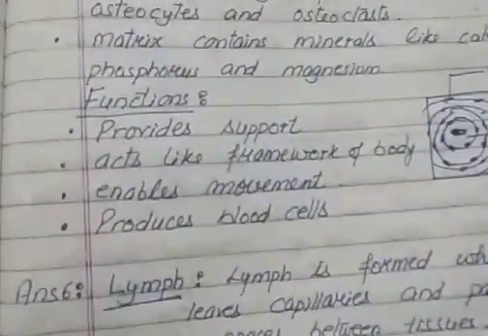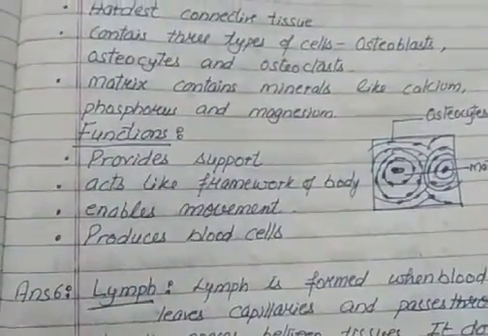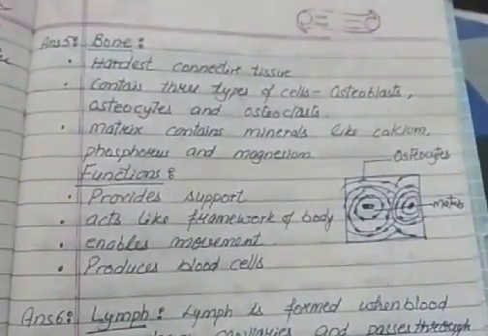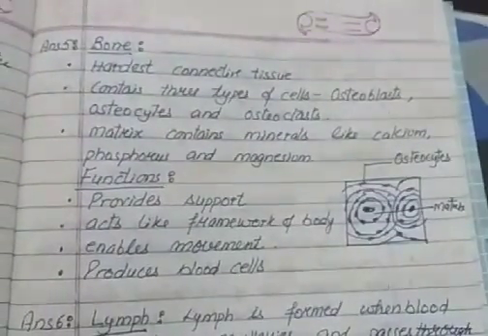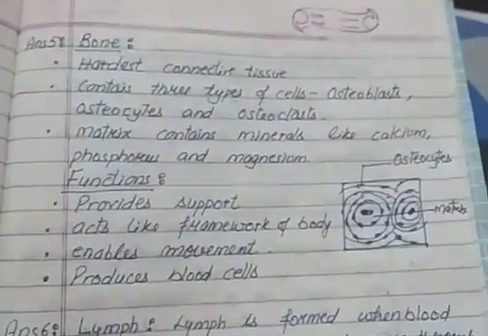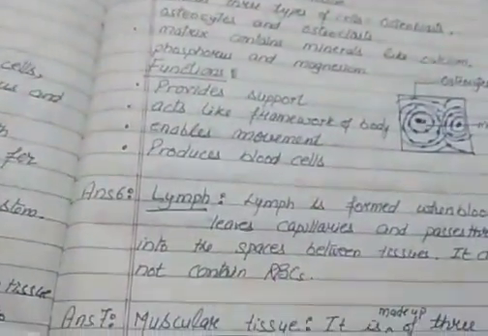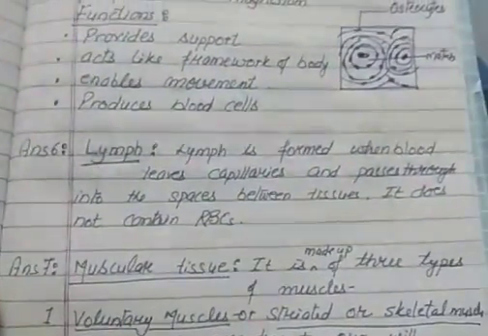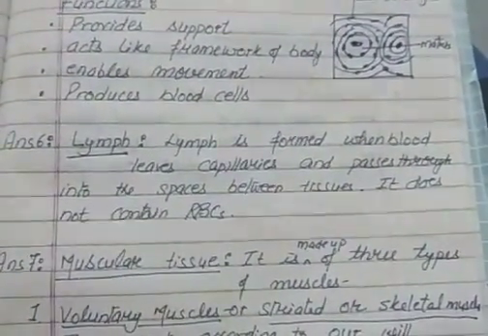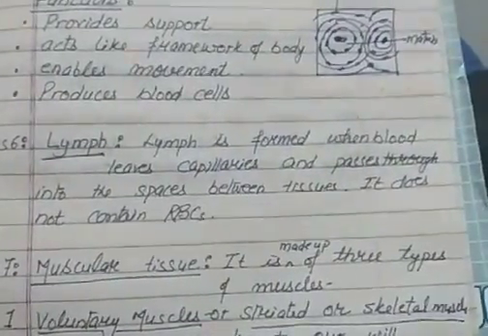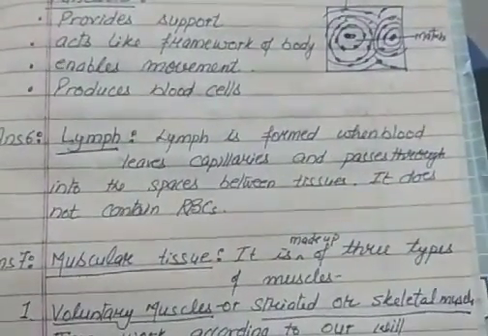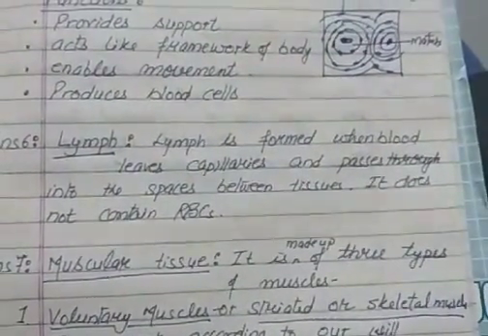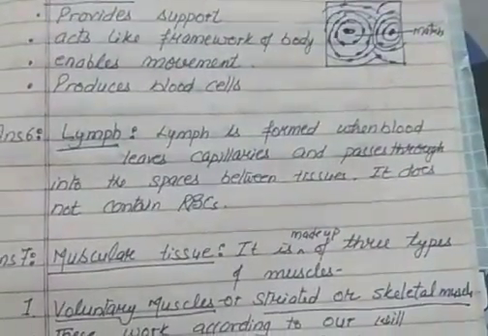Now functions. Provides support, acts like framework of the body, enables movement, and produces blood cells. Question number 6. How is lymph produced or formed? Lymph is formed when blood leaves capillaries and passes into the spaces between tissues. It does not contain RBCs. So this fluid without RBCs is known as lymph.